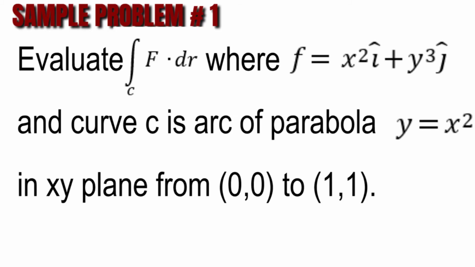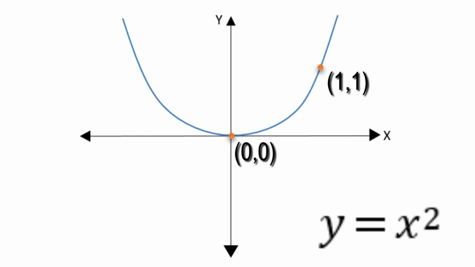Sample problem number 1. Evaluate the integration along curve C, f dot dr, where f is equal to x squared i plus y cubed j, and curve C is the arc of the parabola y equals x squared in the xy plane, from 0, 0 to 1, 1. First we will draw the curve, the parabola with the given equation y equals x squared. This is the xy plane, and we will find the line integral along this path.